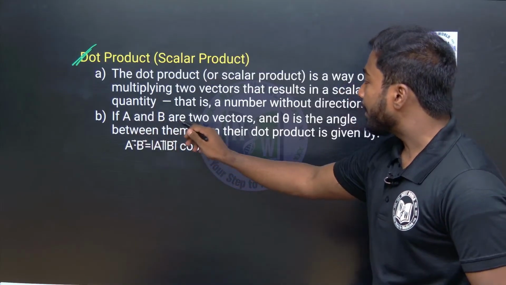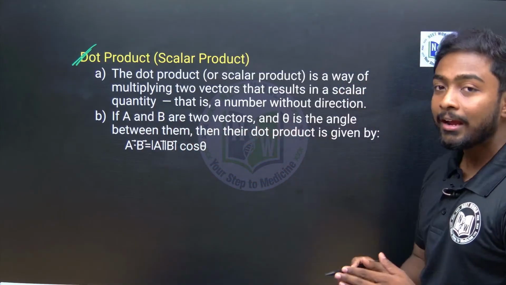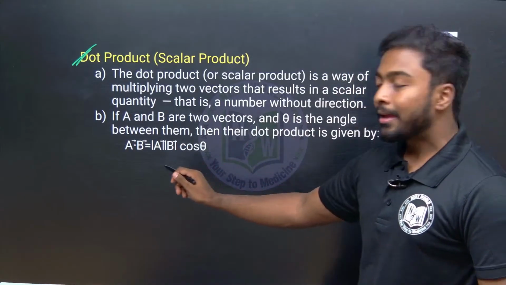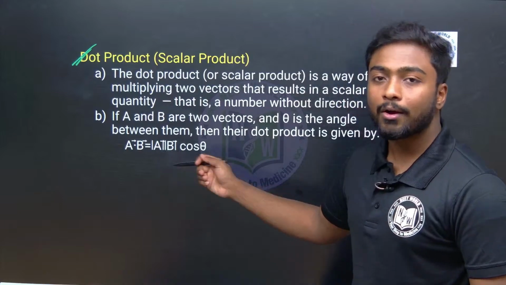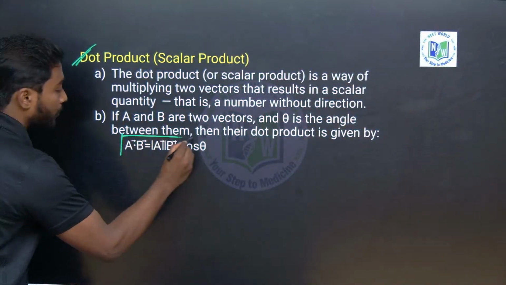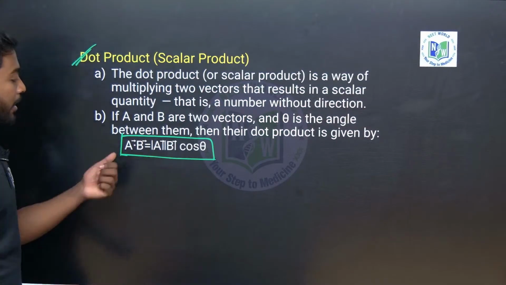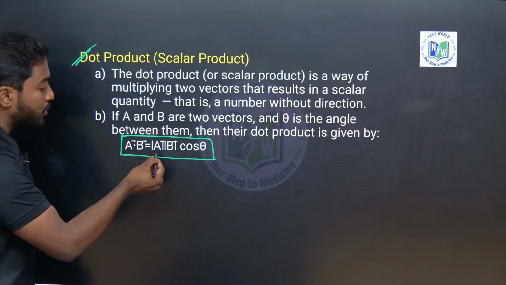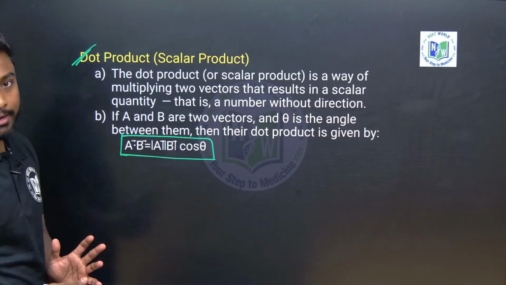So if A and B are two vectors and theta is the angle made between them, then the dot product is given by A dot B is equal to AB cos theta. So this is the formula: A vector dot B vector is equal to AB cos theta, right?